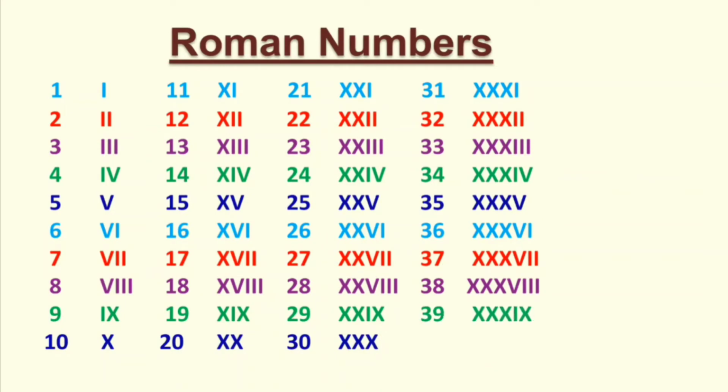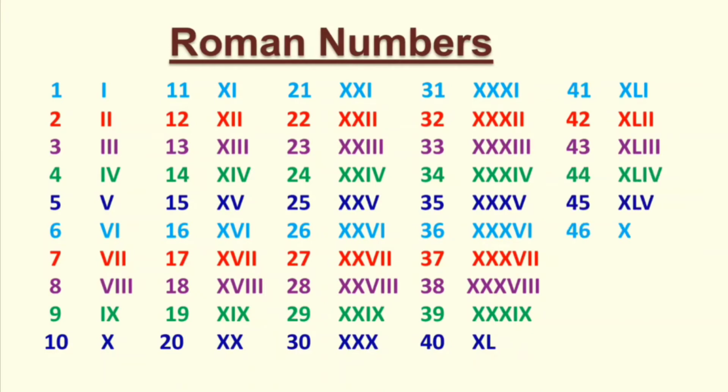For 40, we can't write 4 times X as per our rule number 4. So, 50 is represented by L. To the left of L, we write X. So, 50 minus 10 gives 40. Now, again add 1 to 9 numbers after XL. After writing this, we get numbers up to 49. And 50 is represented by L.